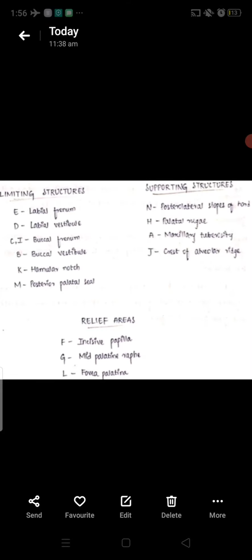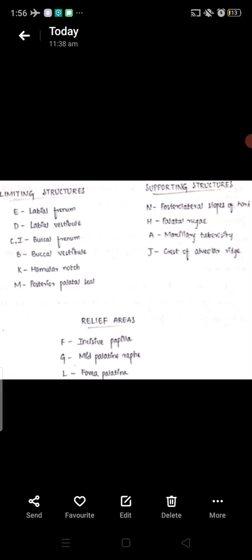Second is the supporting structures. Supporting structures are those structures which support the denture and resist the horizontal and perpendicular forces. The third is the relief areas. On those areas we should trim the denture. We should relieve the area in order not to compress these areas, which have glands, vessels, and nerves.